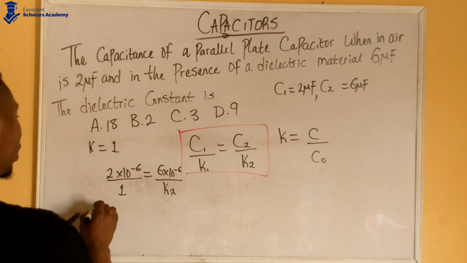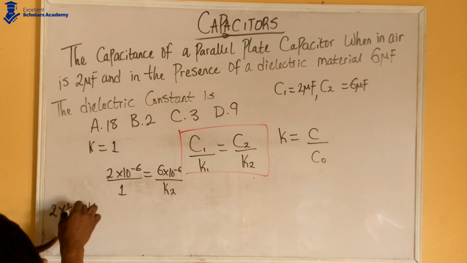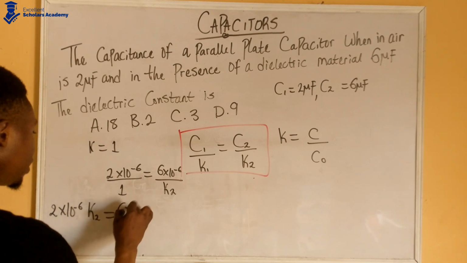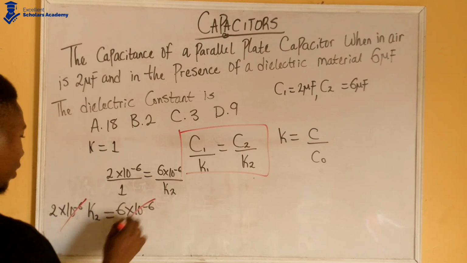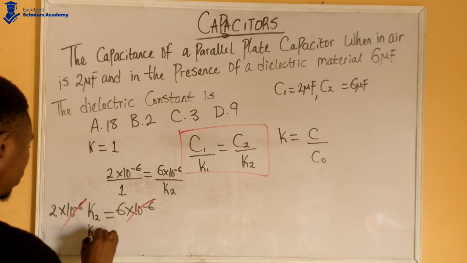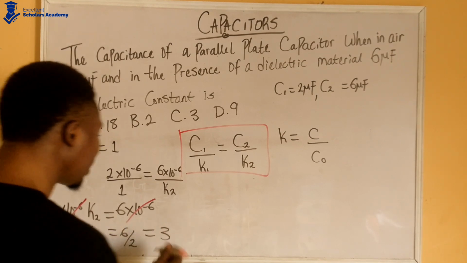So cross multiply, you're going to have 2 times 10 to the power of minus 6 K2 is equal to 6 times 10 to the power of minus 6. Now from here we can take this away, right? So divide both sides by 2. Now you are going to have K2 is equal to 6 divided by 2, which is equal to 3. So our answer is 3.